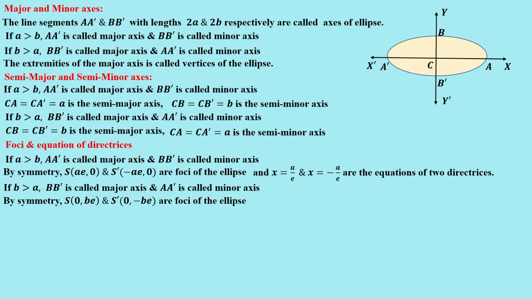Similarly, if b is greater than a, then B B dash is the major axis. So the foci are S (0, b e), S dash (0, minus b e). So y is equal to b by e and y is equal to minus b by e are the directrices.